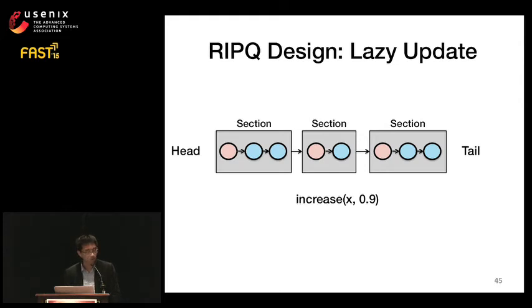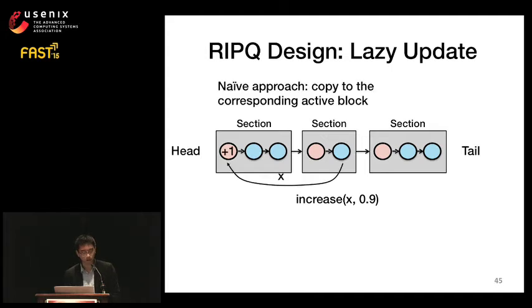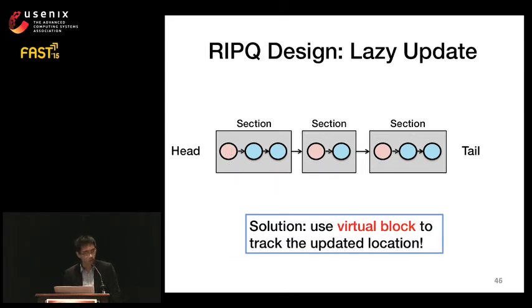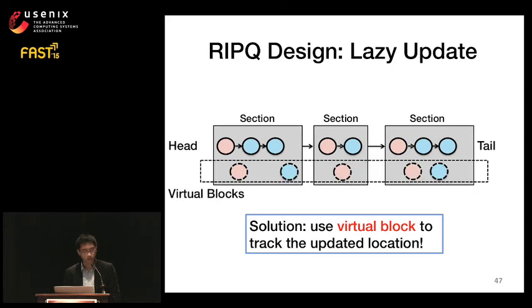So say we want to increase the priority of X to 0.9. A naive way is to simply copy the data of X to the corresponding active block. However, there is a problem with this approach: it causes unnecessary data copy and duplication on flash. The solution is to use virtual blocks to track the updated location. So these dashed blocks are the virtual blocks.